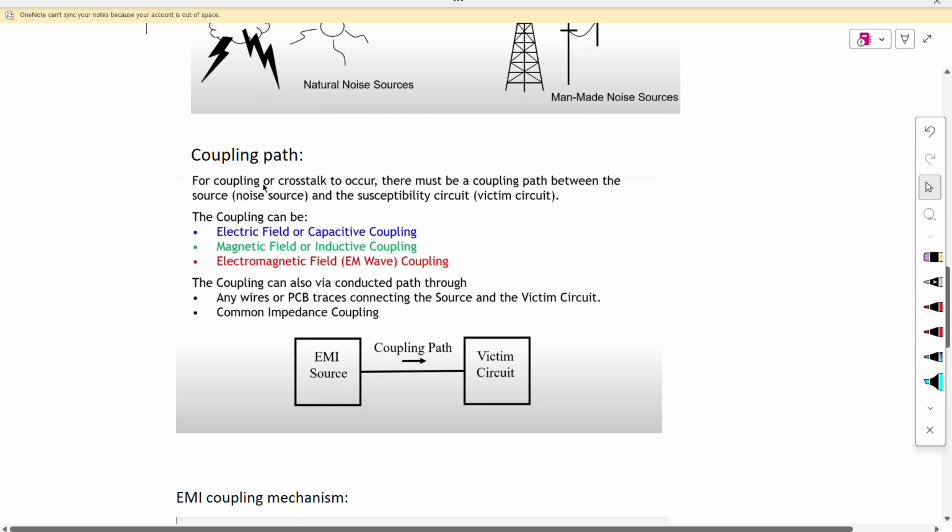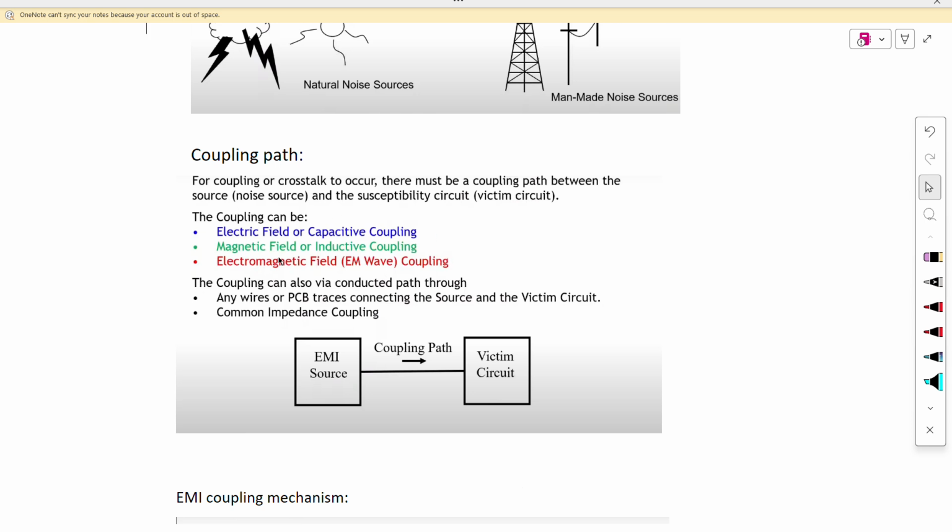Now, for coupling or crosstalk to occur, there must be a coupling path between the source, which is the culprit, and the susceptible circuit, which is the victim. The coupling can be of many types, and the classification is electric field or capacitive coupling, magnetic field or inductive coupling, or electromagnetic field, EM wave coupling.